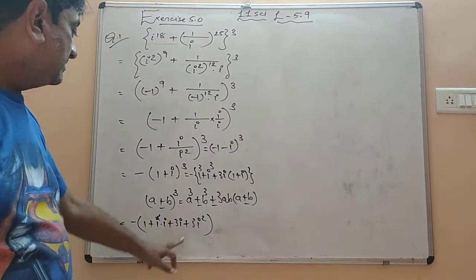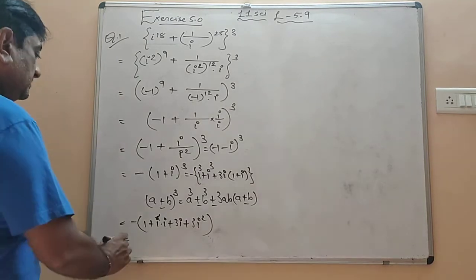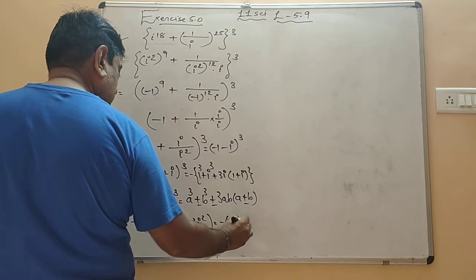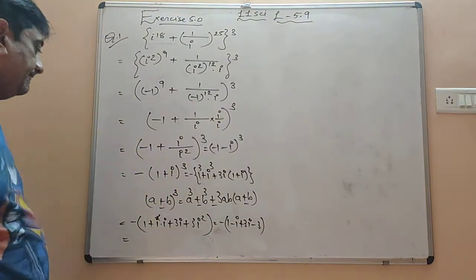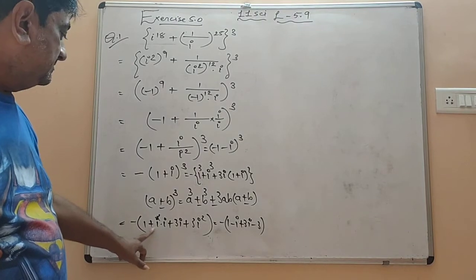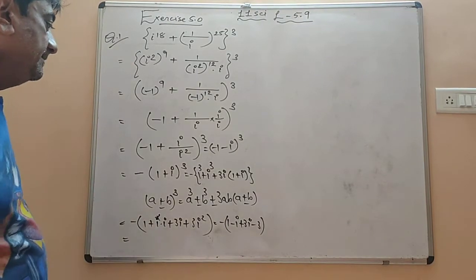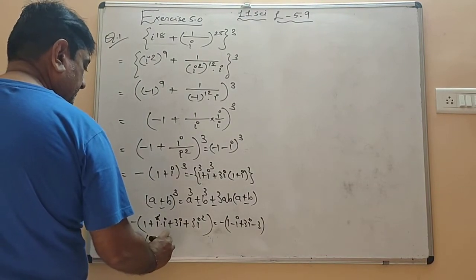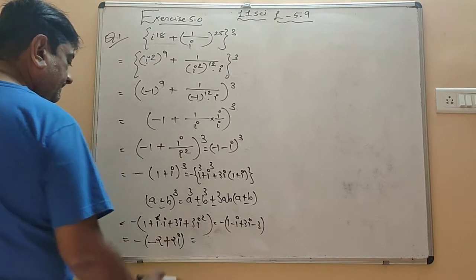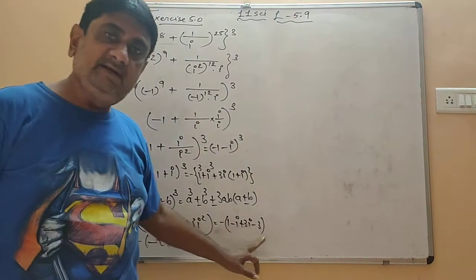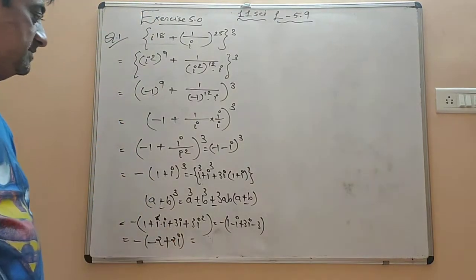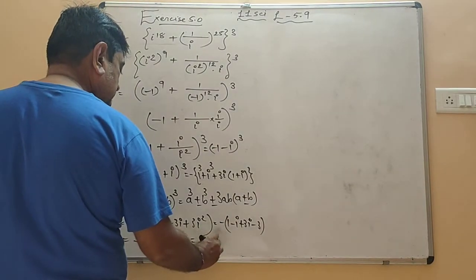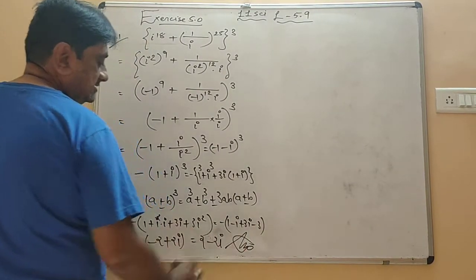Again replacing i square by minus 1. So it is 1 minus i plus 3i minus 3. i square is minus 1, then minus i and minus 3. Then 1 minus 3 is minus 2, and minus i plus 3i is plus 2i. And you open this bracket, it is 2 minus 2i and it is your answer.